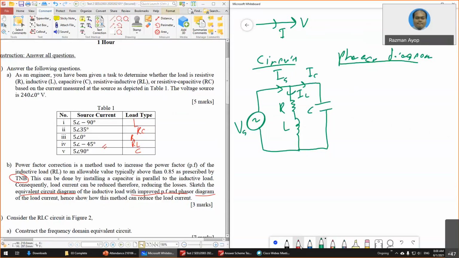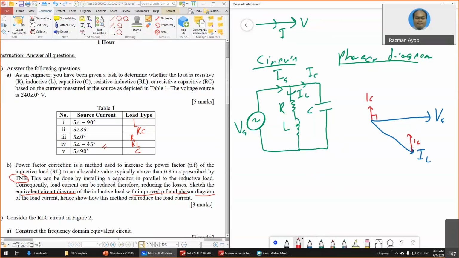And then for the phasor diagram, first you have to draw the voltage. Usually voltage you assume as a reference, so 0 degree Vs. And then the RL load, remember RL load is somewhere like this. This one is IL. And remember that IC is like this, 90 degree from Vs. So this is IC. And then you have to transfer this into this location.